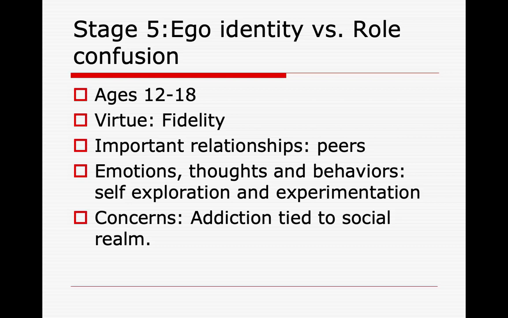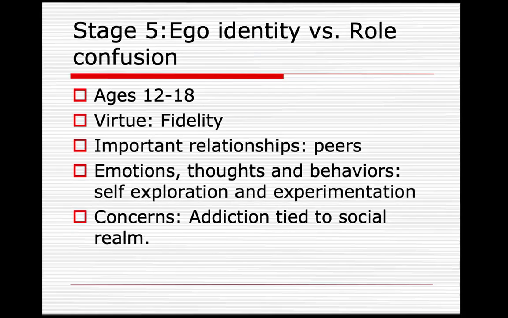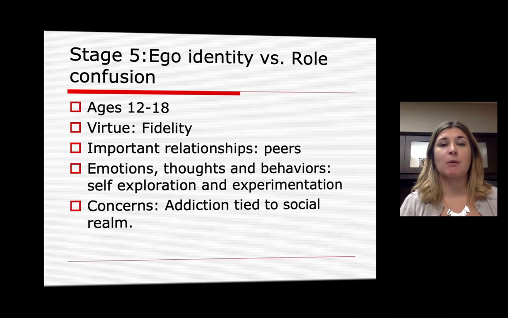In this stage, adolescents begin to develop self-understanding, self-concept, and self-esteem, and they have an unpredictable social climate. This provides some concerns for this stage because addiction has a strong tie in the social realm, and addiction doesn't have to be a drug, it can also be a behavior. So this is the time where we see people experimenting with drugs just to kind of find who they are and specific peers that they might have.